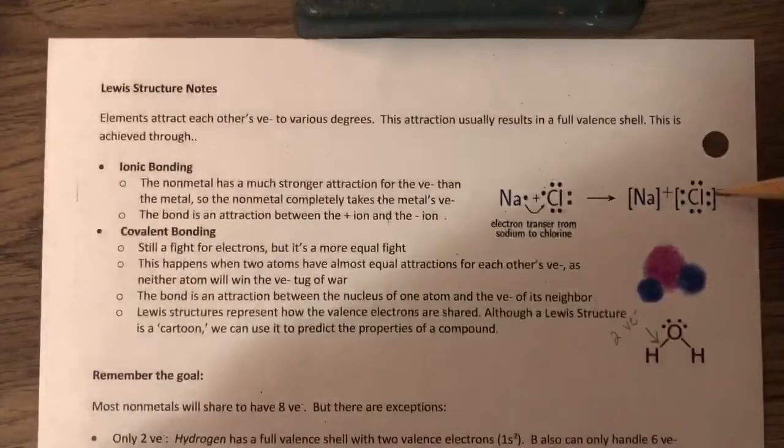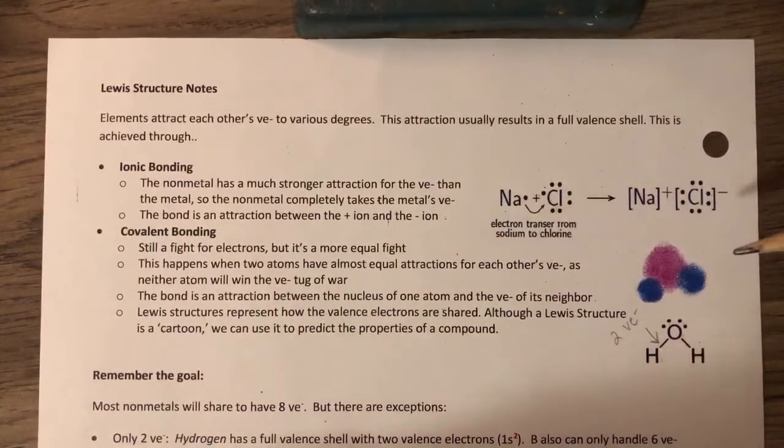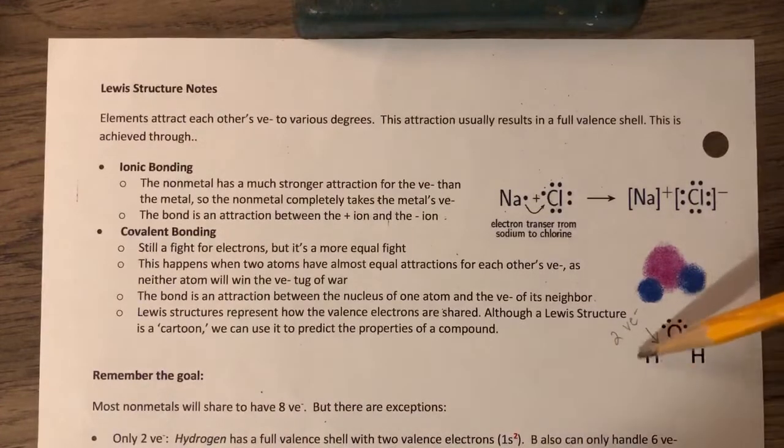But no matter whether it's ionic or covalent bonding, all bonding usually ends in a full valence shell for the elements. So what we're going to be looking at today is how to draw these Lewis structures for covalent compounds to show the electrons being shared between the nonmetals.